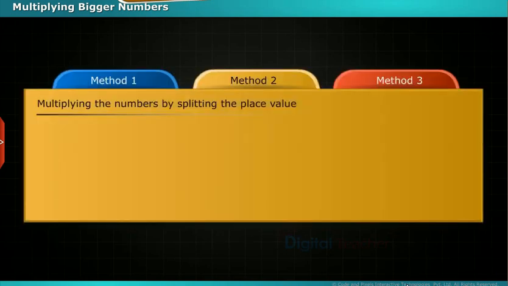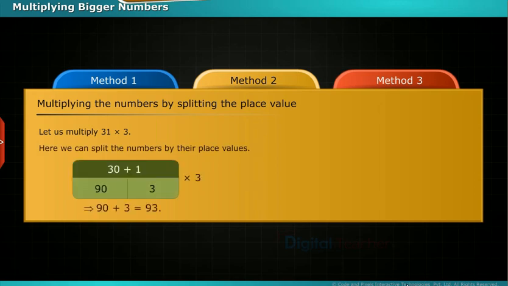Method 2. Multiplying the numbers by splitting the place value. Let us multiply 31 into 3. Here we can split the numbers by their place values. For the number 31, we can split as 30 plus 1. 30 into 3 is equal to 90 and 1 into 3 is equal to 3. That implies 90 plus 3 is equal to 93.